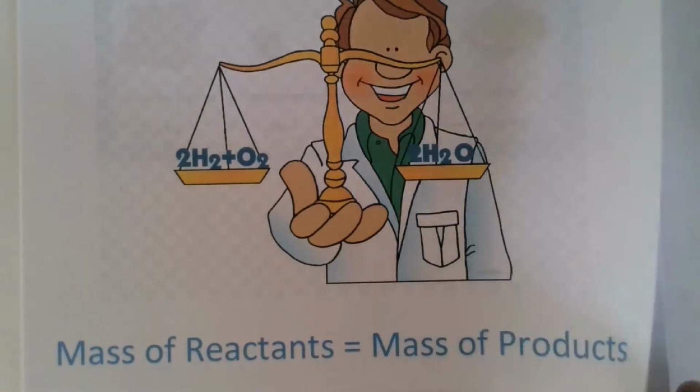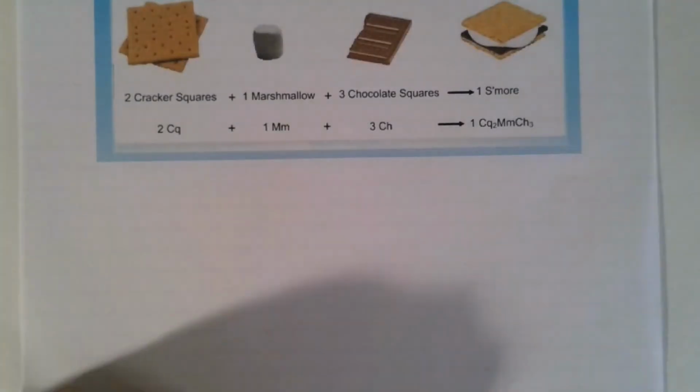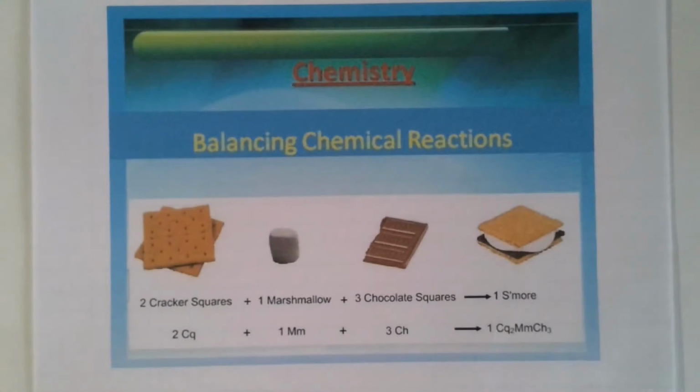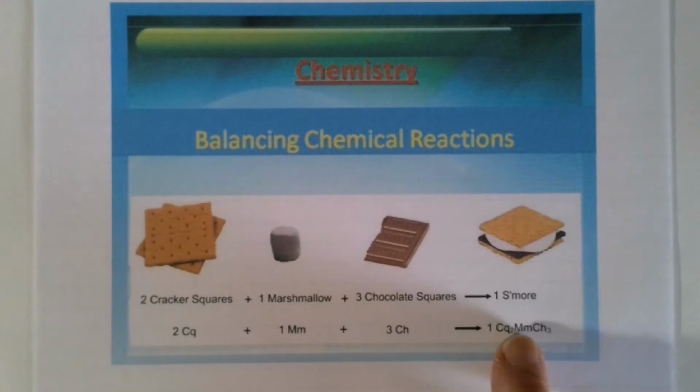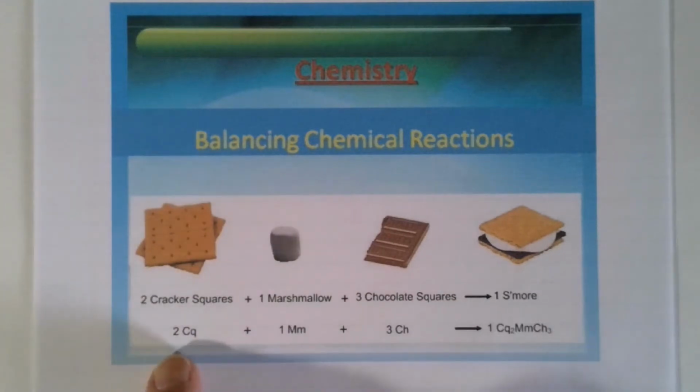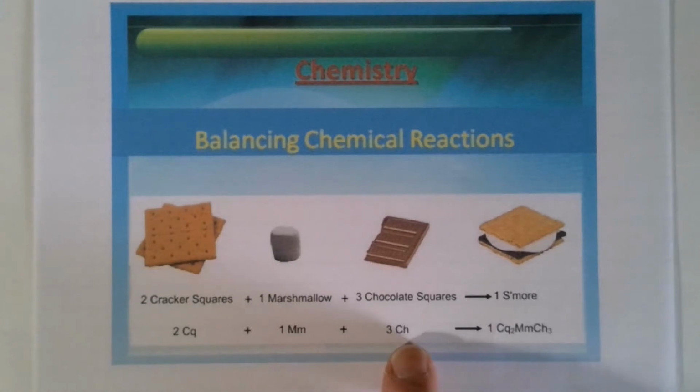A prime example of this would be making a s'more. I would take 2 crackers, 1 marshmallow, 3 squares of chocolate, and I get a s'more. And so we could see we have 2 crackers, 1 marshmallow, 3 chocolate squares, and we get 1 s'more, which looks like a very complicated chemical equation.